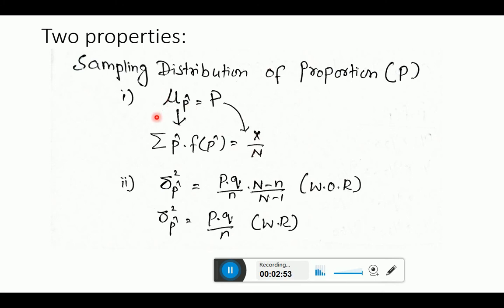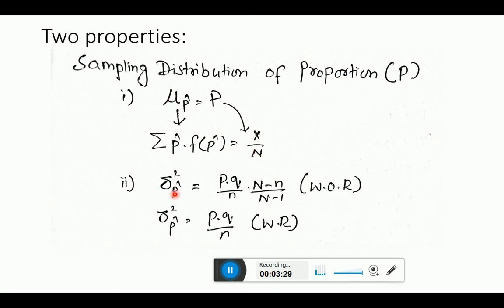Now the first property, the mean, simply means that the mean of the sampling distribution of proportion must be equal to the population proportion. We find the average, mu of p cap, with the help of this formula: summation of p cap multiplied by f of p cap, which is equal to p. The formula for p is capital X divided by n, the same proportion which you have already studied in mathematics.